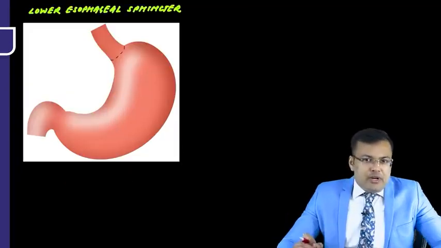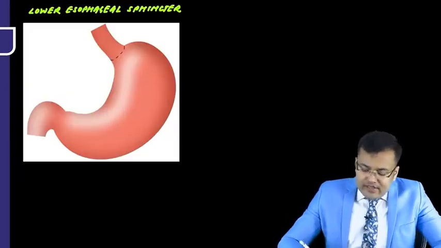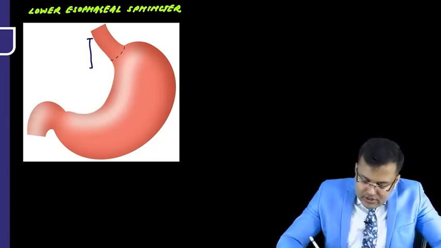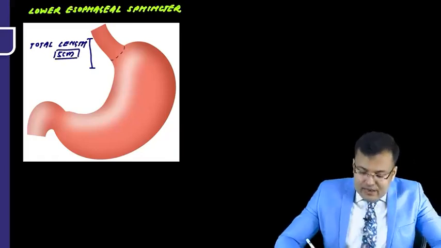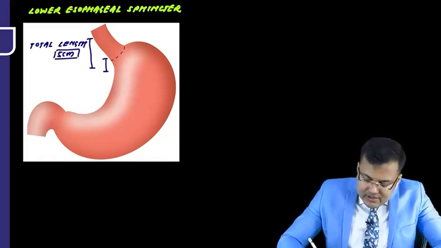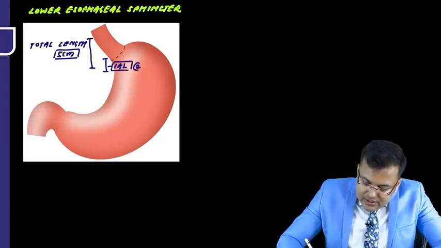Now, see the important points related to lower esophageal sphincter. First, how much is the total length of LES? The total length of LES, normally, is 5 centimeter. There is an intra-abdominal length. And how much is the intra-abdominal length? This intra-abdominal length is 2 centimeter.